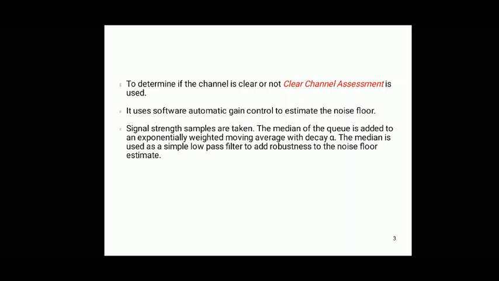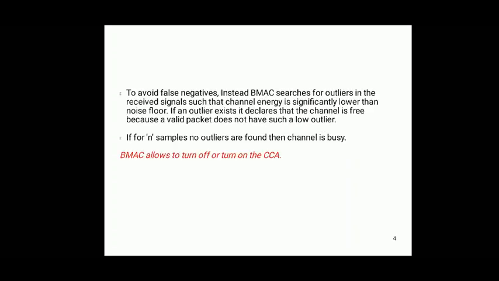Signal strength samples are taken after transmitting a packet or when the data path of the radio is not receiving any valid data. To avoid false negatives in the reading, BMAC searches for outliers in the received signals such that the channel energy is significantly lower than the noise floor. If an outlier exists, it declares that the channel is free because a valid packet does not have such a low outlier.